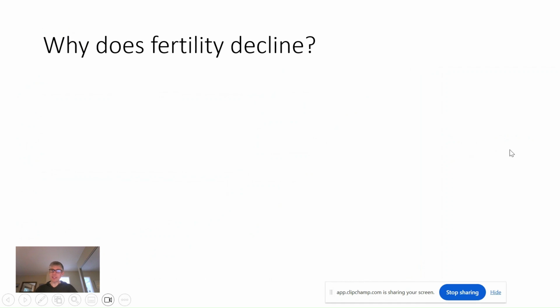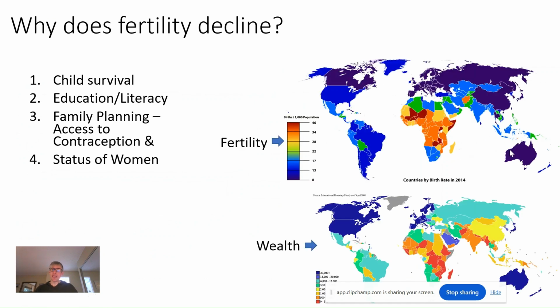So why does fertility decline? The key factors are survival of children, which impacts the probability of having future children, education and literacy, and particularly education of women. Access to education decreases the number of children women have, and the status of women especially, such that the capacity to get work in their own right enables women to work, and therefore they have fewer children. These are relatively established facts. And access to contraception and family planning further reduces fertility.